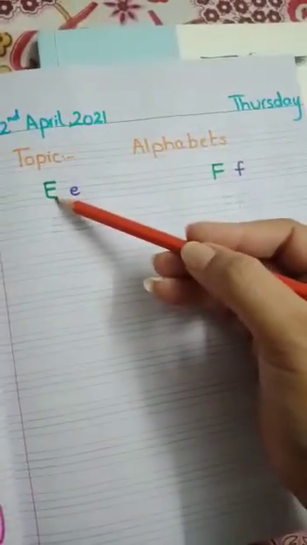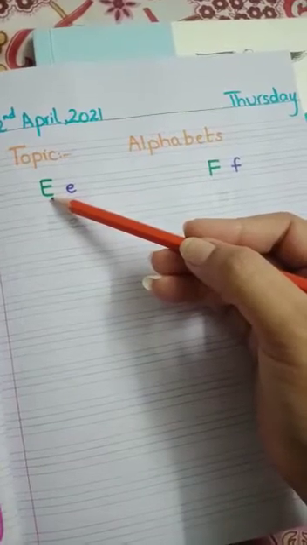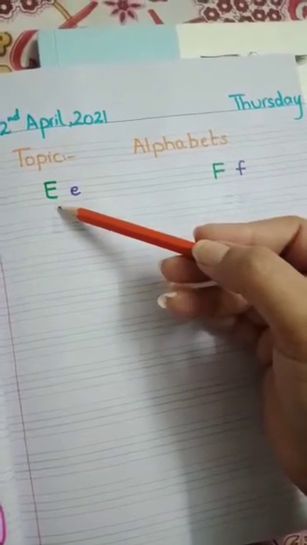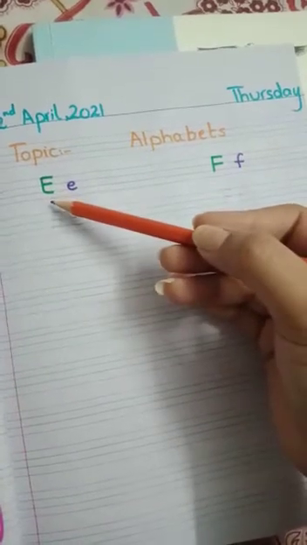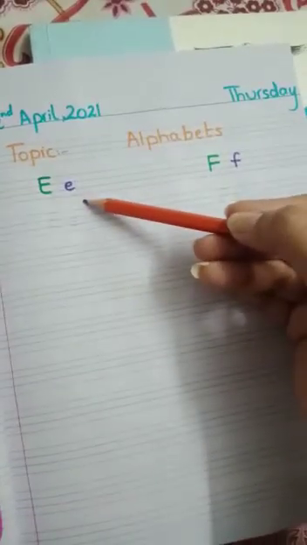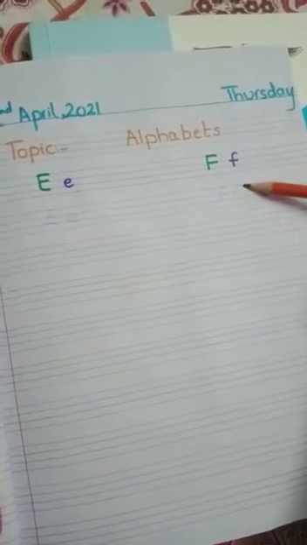Very good. What is this? Alphabets? Capital? Yes, what is this? Can you tell me what is this? Yes, I'm waiting. Capital E, small e. Capital F, small f. Capital E, small e. Capital F, small f.